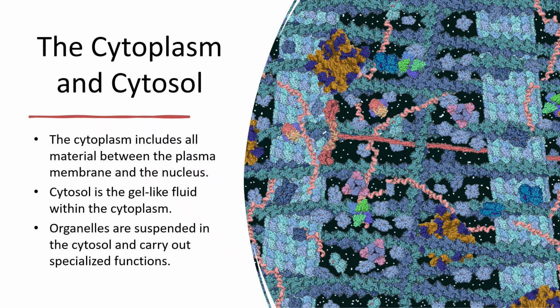Inside the plasma membrane, the cytoplasm fills the space between the nucleus and the membrane. The cytosol, the fluid part of the cytoplasm, acts as a medium where organelles are suspended and cellular processes occur. Think of it as the workspace of the cell.